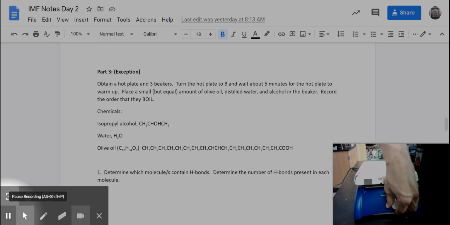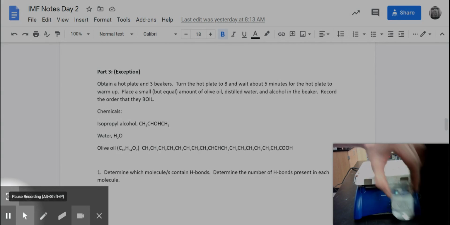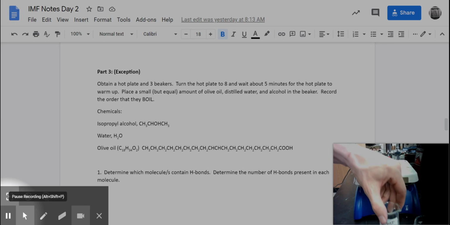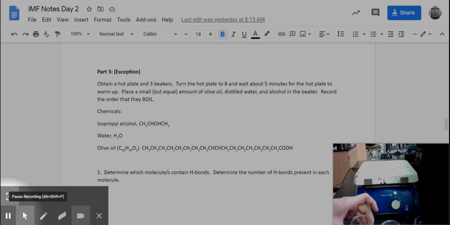So we're going to place and turn our hot plate on to the hottest temperature possible. We're going to take the substances. We have water, we have the oil, and then we have isopropyl alcohol. So when the hot plate is warm enough, we're going to look at the boiling point of these 3 substances.